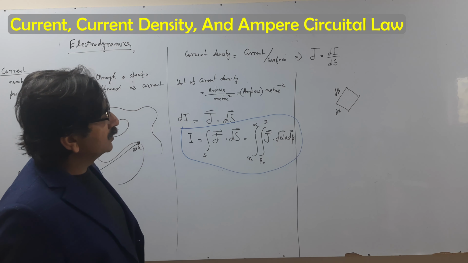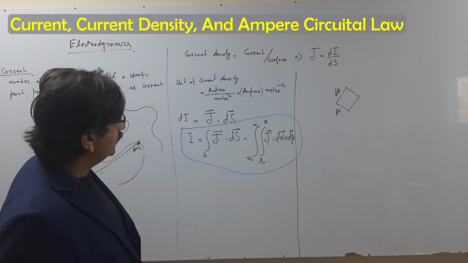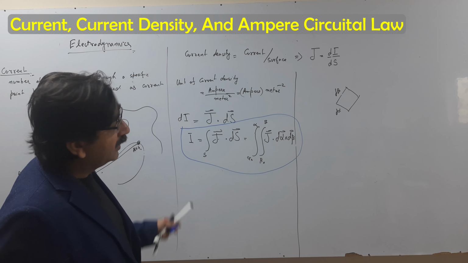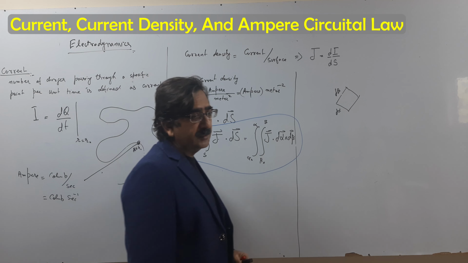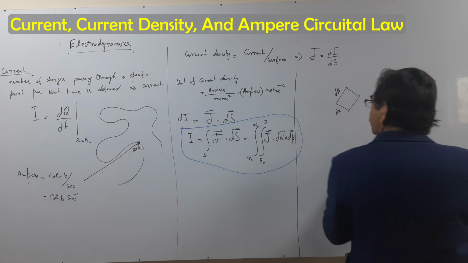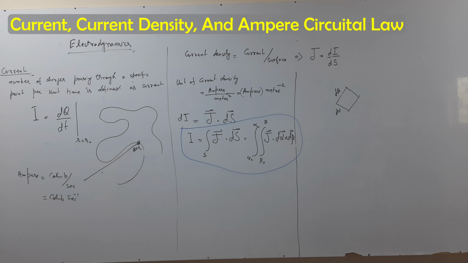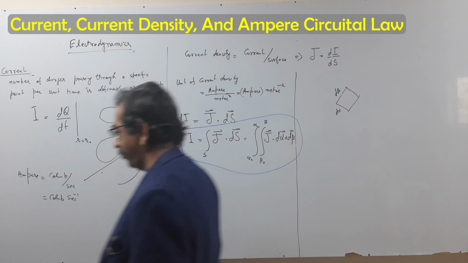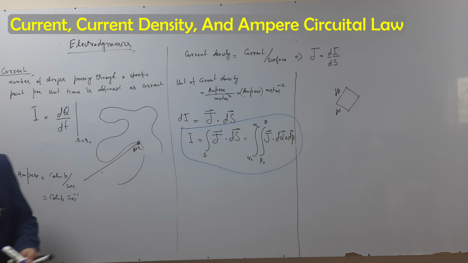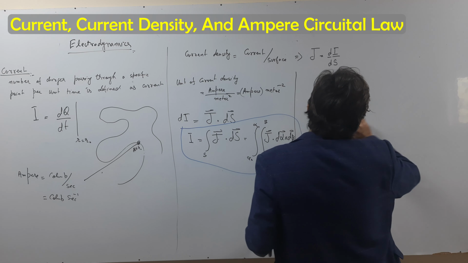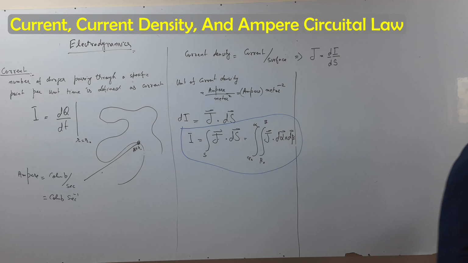So this will be your current. Current in the form of current density. Next topic is about Ampere's law. Same as Gauss's law for the charge, Ampere's law is associated with the current and magnetic field.